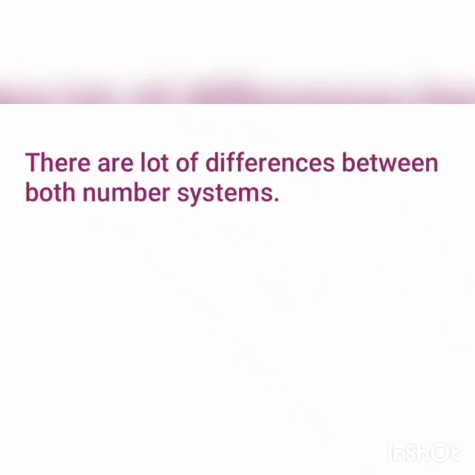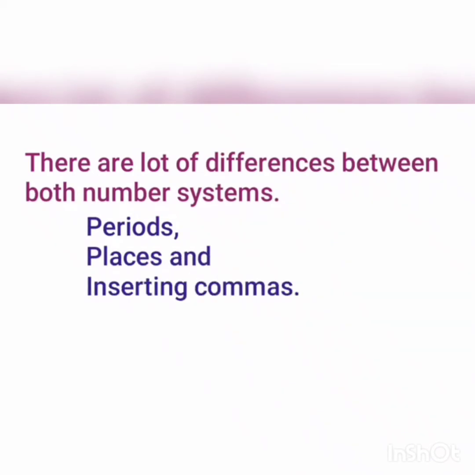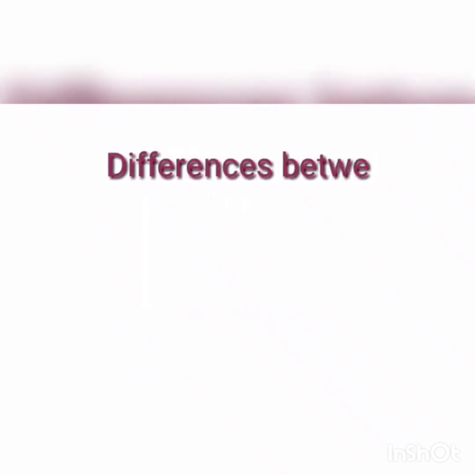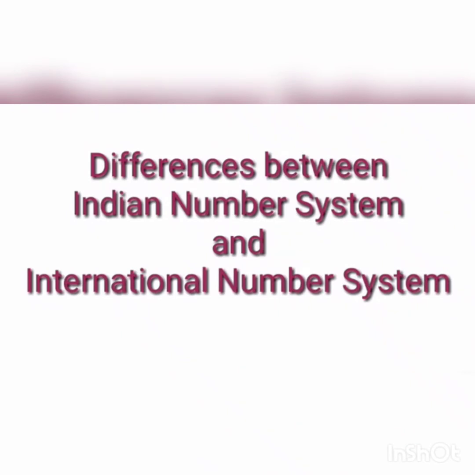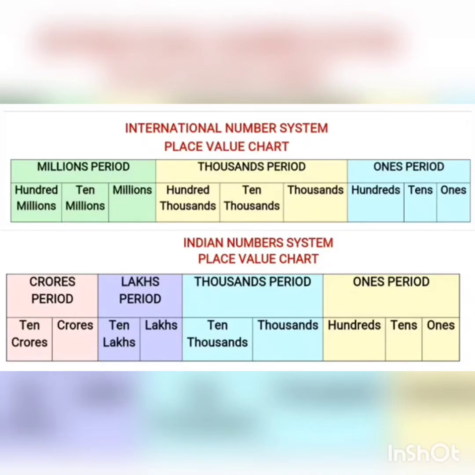We'll be learning the difference between Indian number system and international number system. There are a lot of differences between both number systems, like periods, places and inserting commas. To understand the difference, look at the place value charts of both the number systems. The first chart is the International Number System place value chart, and the second chart is the Indian Number System place value chart.